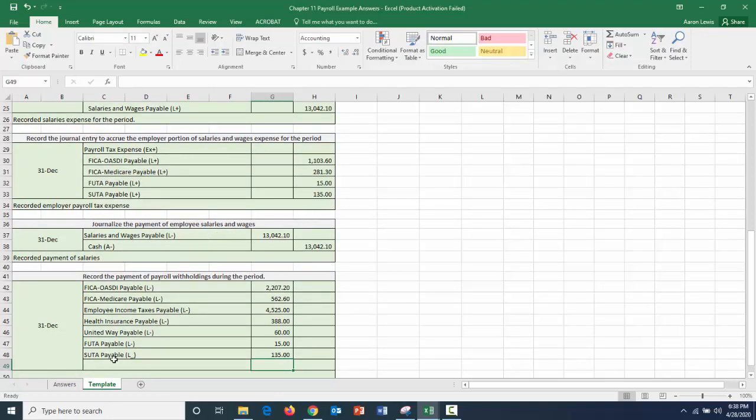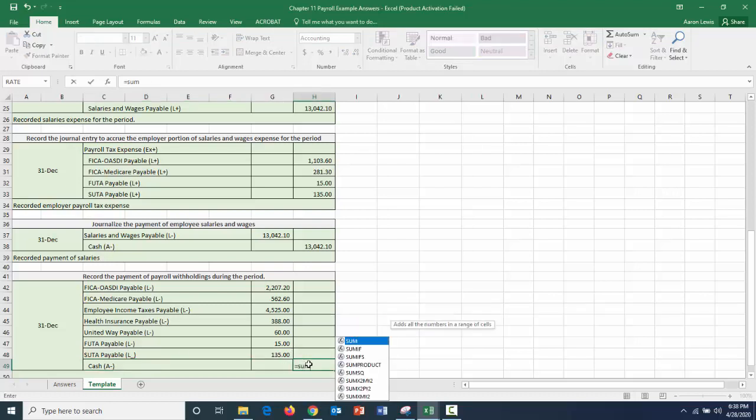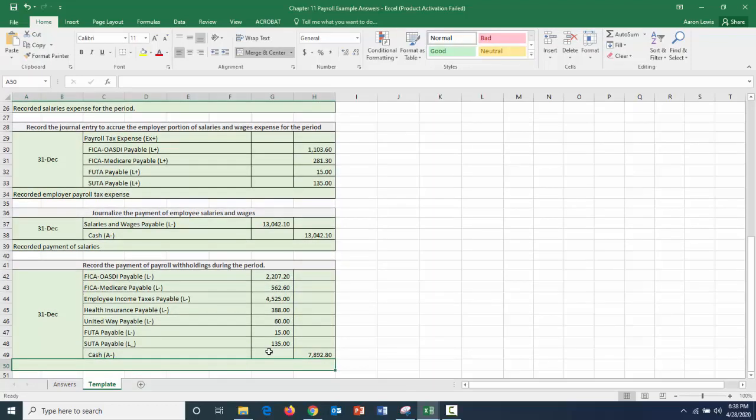So what do we have? Well, we've got to pay all of these, which means we are going to have to send out an amount of cash equal to the withholdings that we are going to be transferring to all these different agencies like the federal government, the state government, some insurance company, and the United Way. And that's a total of $7,892.80 that we're paying from all the withholdings we had. We recorded the payment of payroll taxes.